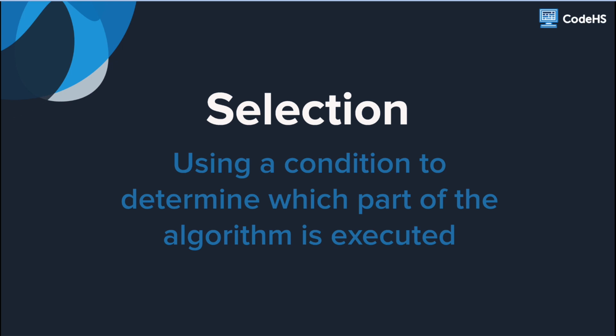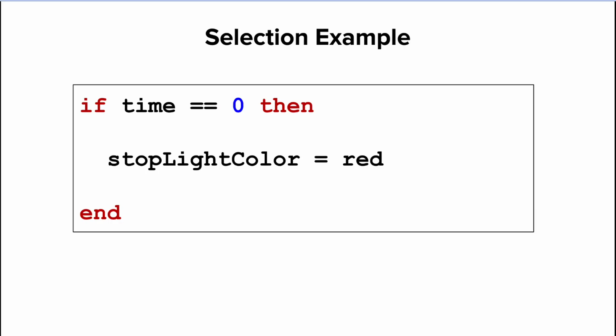Selection is when we use a condition to determine which part of the algorithm is executed. Selection uses conditional statements to determine an output. In this example, if the time equals 0, then the stoplight will turn red.